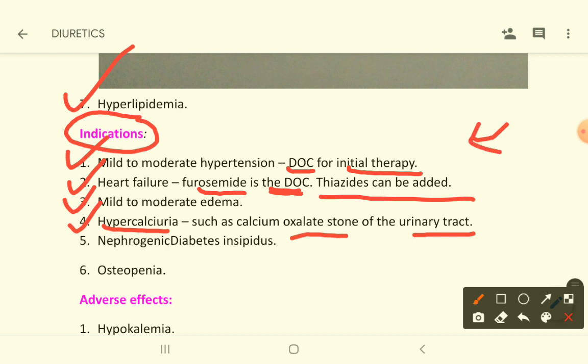And you can use this drug in nephrogenic diabetes insipidus. Okay, and in case of osteopenia, there is increased loss of calcium in the urine. So in case of osteopenia, you can use thiazide diuretics so that less calcium will be excreted and more calcium will be reabsorbed.